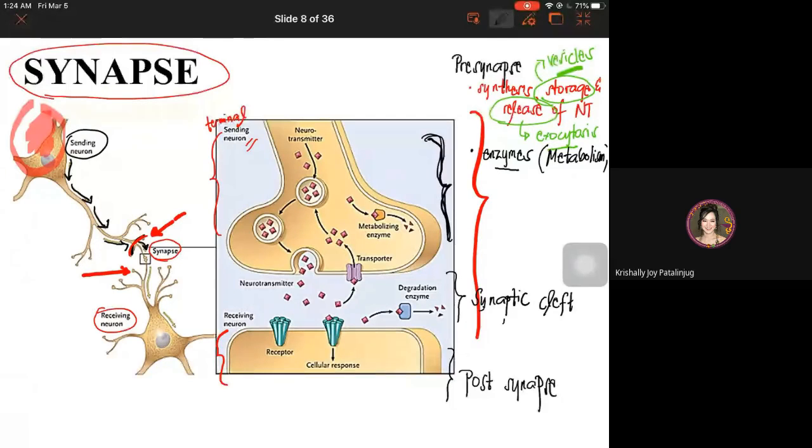Now, aside from enzymes, still under the pre-synapse, receptors are also found here. Receptors are also found here. Again, under the presynapse, receptors are found in here. I am referring to the receptors found in the pre-synapse.